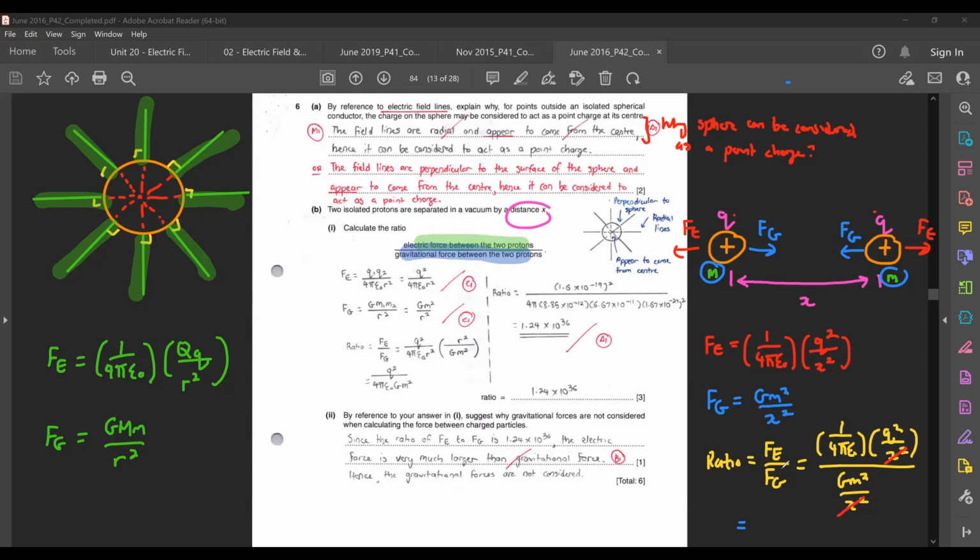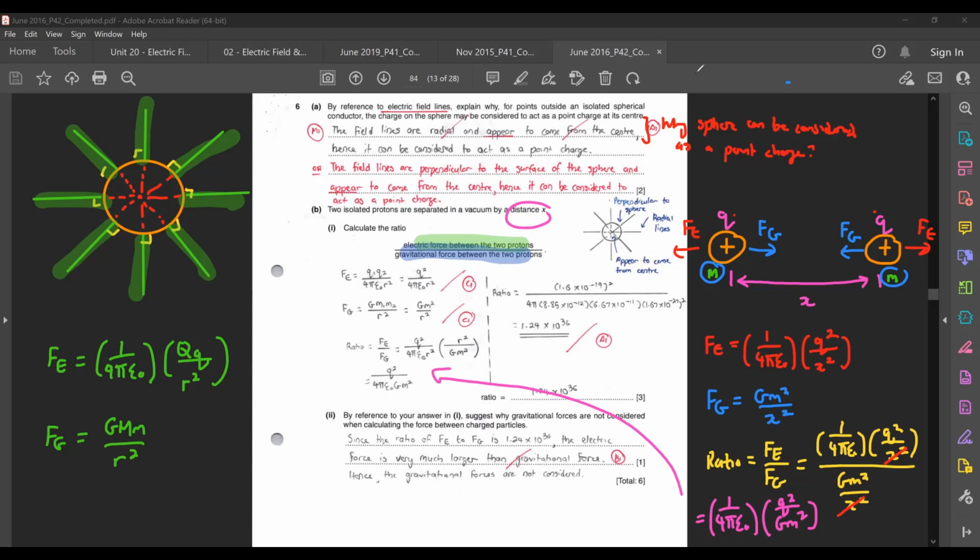You will get 1 over 4 pi epsilon naught, q squared over G m squared. This is what you're expecting to get. So the ratio is going to be 1 over 4 pi epsilon naught q squared over G m squared. All you need to do is to sub in the values.